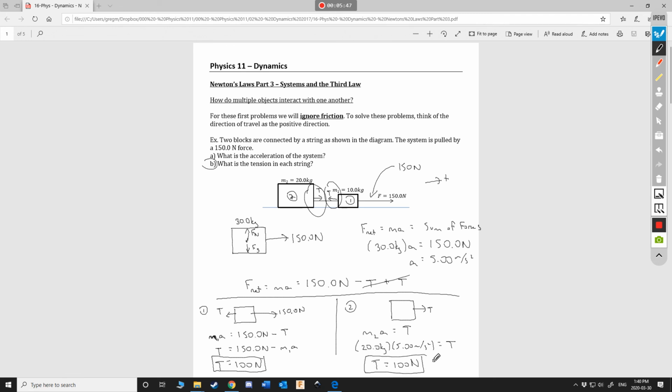So it didn't matter which one we did. It's actually a great way of checking your work. If you have time, you solve for one, then you solve for the other. They will be equal because Newton's third law states for every action there's an equal and opposite reaction.